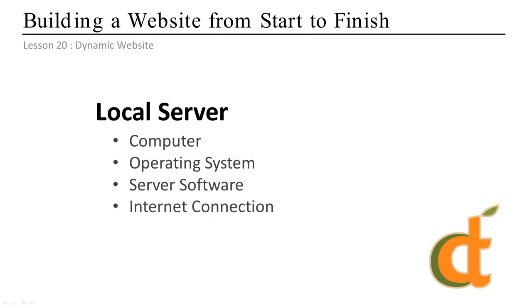If you're going to have a local server, you pretty much only need a computer, an operating system such as Windows or Ubuntu, Linux, or OS X for the Mac, and you need server software such as Apache and an internet connection. So considering most computers come with an operating system installed, really all you need is server software and an internet connection. And the server software is free. The internet connection, I'm assuming you already have, so it's not necessarily free, but you've got that covered.